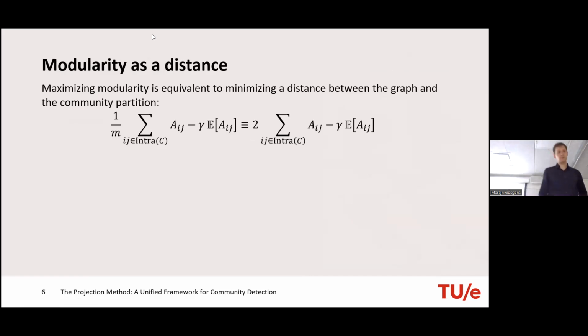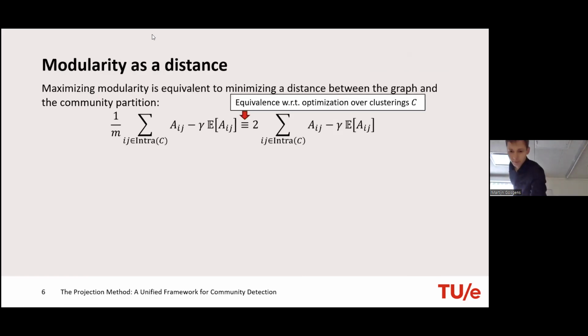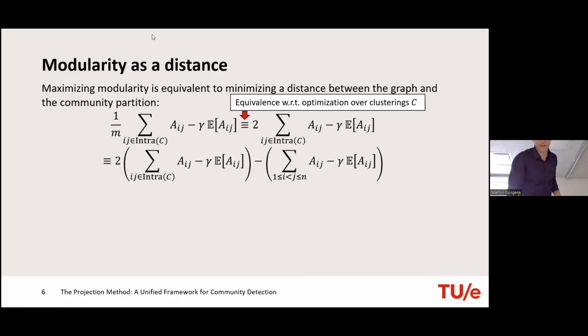is, so here we write again the definition of modularity, and then here we rewrite it. So here, these three lines, this equivalence sign means that optimizing the left-hand side over clusterings is equivalent to optimizing the right-hand side. So what we do here is we multiply by 2, which does not depend on C, so it does not affect the optimization. And then we subtract this whole sum, and here again we see C does not occur there. So it does not affect the optimization.